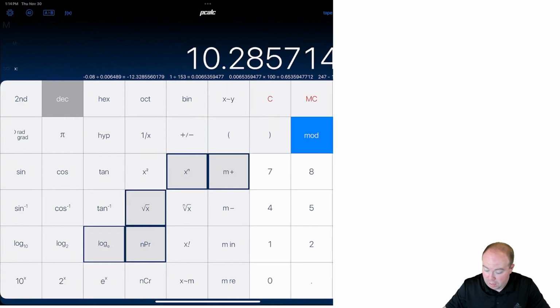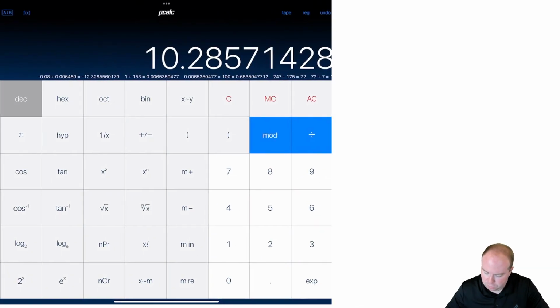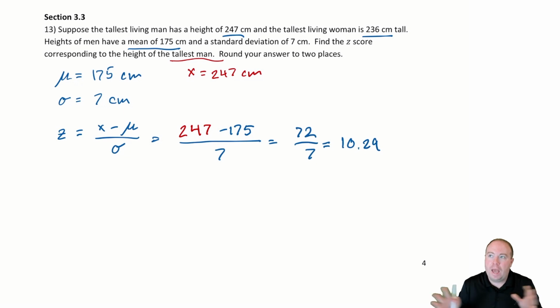So that's 10 point, oh, I already forgot. Anyway, I have it up on the screen. So this is going to be, well, let's go ahead and write it. So 72 divided by 7. 72, divide that by 7, and we get 10.29. Now that is way above average. So that's like in the 0.000001% of the tallest or percentile.